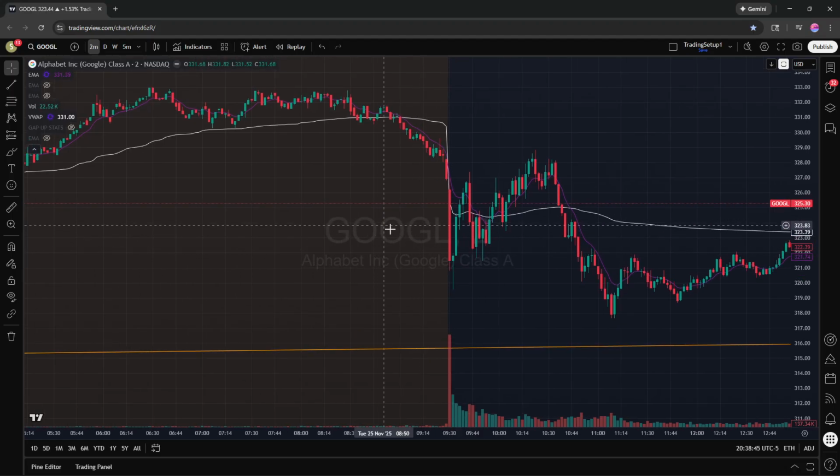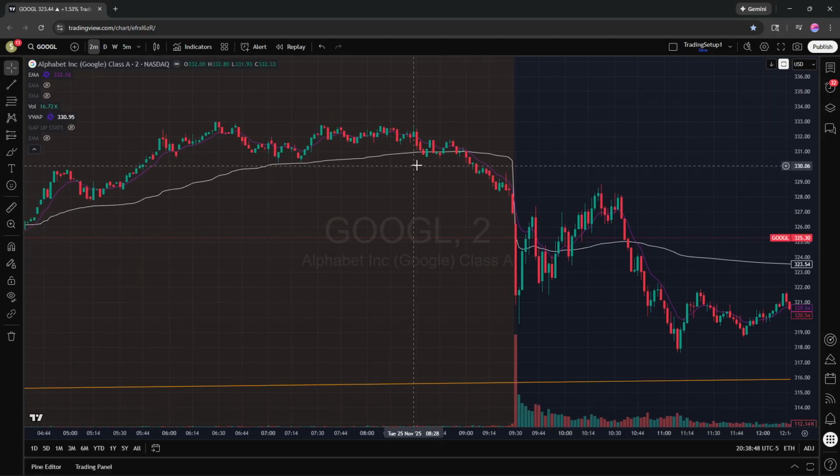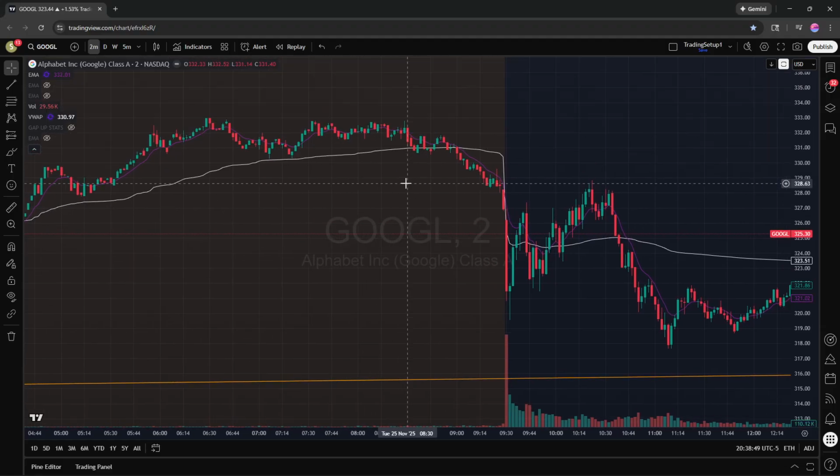So I was covering into this, but I knew I wanted to have a position going into the open, and so that's why I was starting to take some here, and I added once I got some price confirmation below VWAP, and then we just kind of chopped around and then edged lower as we came into the open.